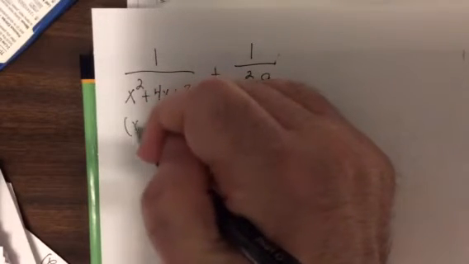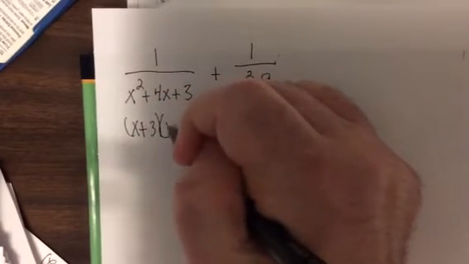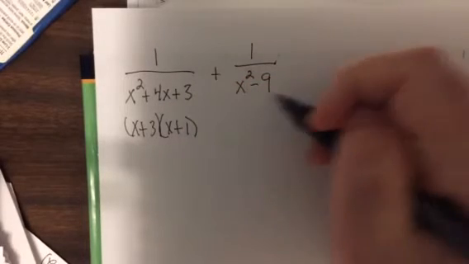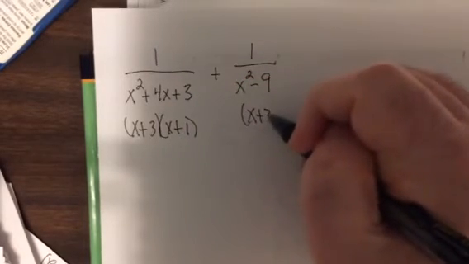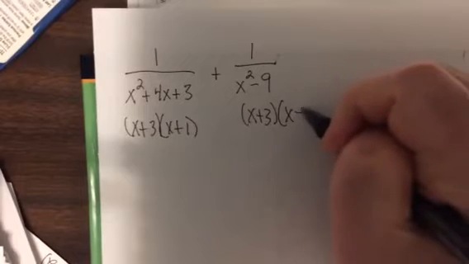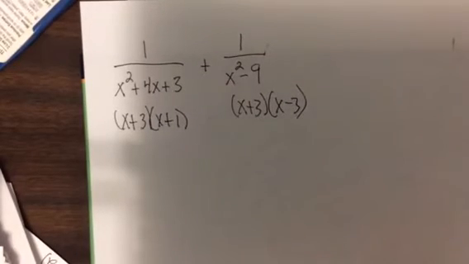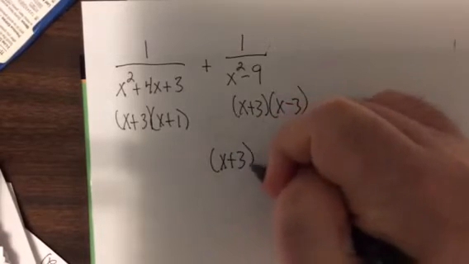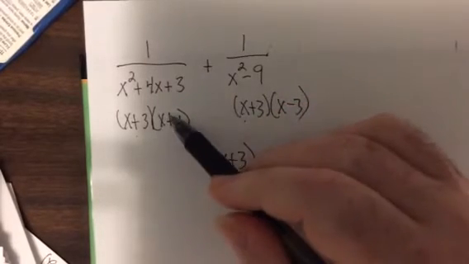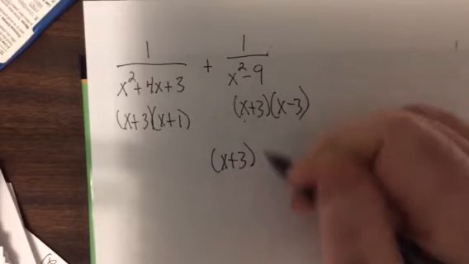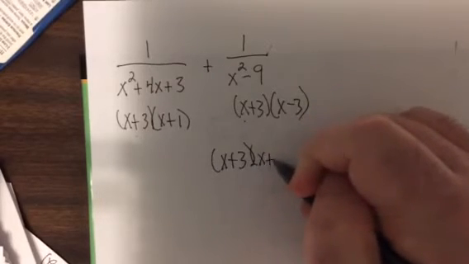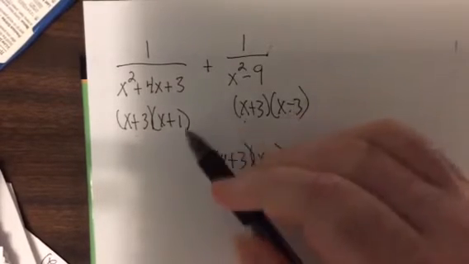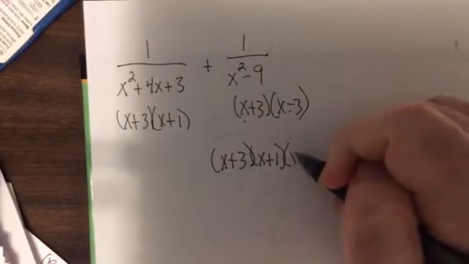Okay, so we factor this. It's x plus 3, x plus 1. And this is x plus 3, x minus 3. So the LCD is x plus 3. They both have it. This one has x plus 1. This one doesn't, so I need one of them. And this one has x minus 3. This one doesn't, so I need x minus 3.